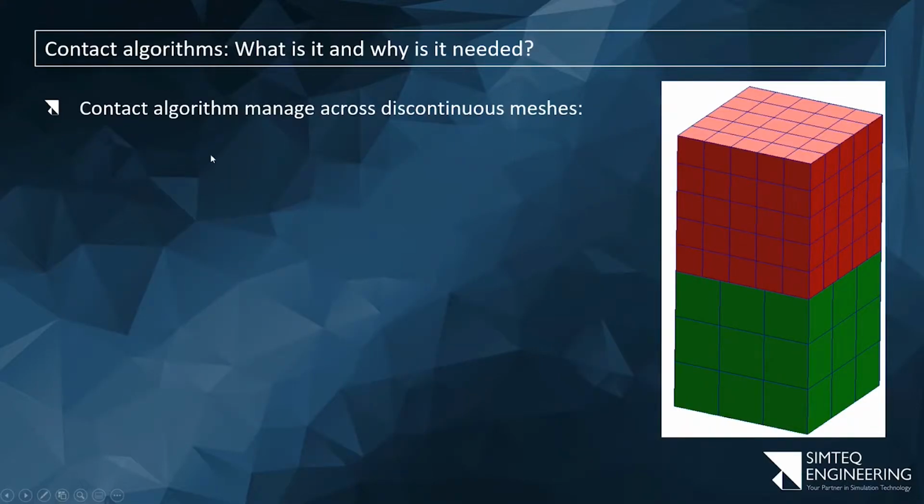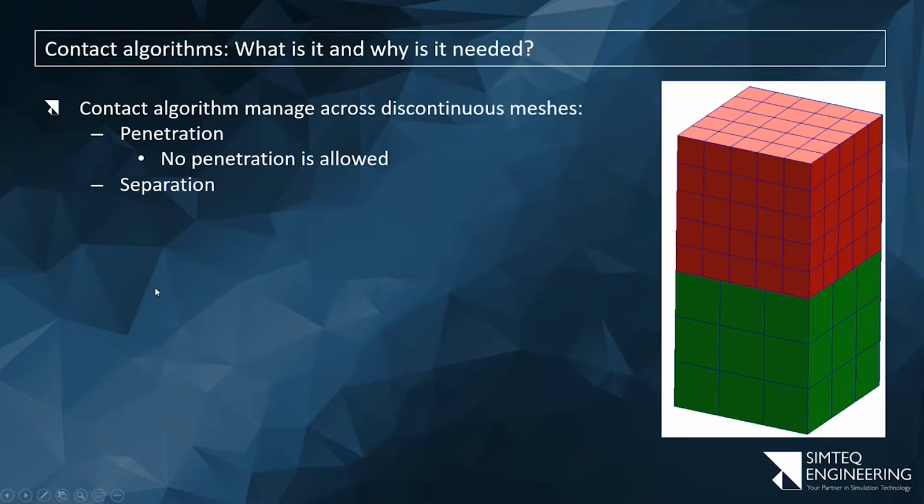Okay, so the purpose of the contact algorithm then is to manage, across these discontinuous meshes, a couple of things. Penetration, so in other words, there's no penetration allowed. So in some way, it should force it so that it doesn't penetrate. I know there's some methods that use a stiffness-based one, so there's a little bit of penetration in that case, but the higher that stiffness, the less the penetration.